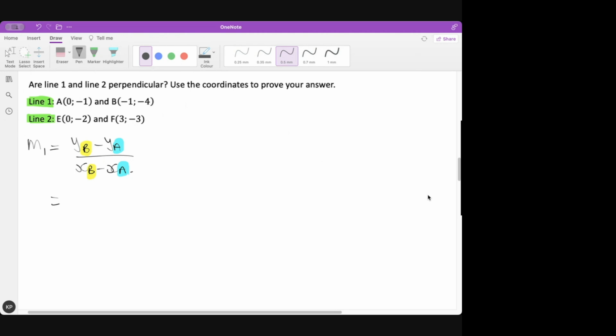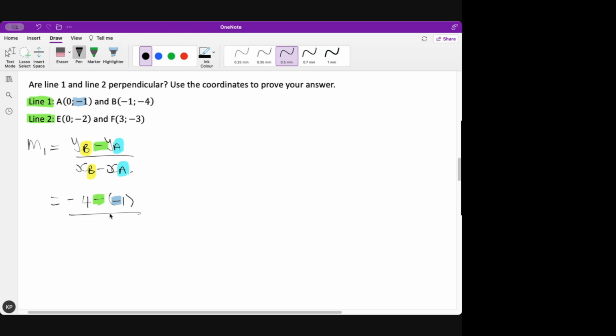Now, what is the y coordinate for point B? My y coordinate for point B, that will be -4, that's true, minus my y coordinate for point A, -1. I'm going to emphasize this again, okay? The first minus is the one that is in the sum. The second minus is the one that is in the coordinates. I almost highlighted the wrong one.